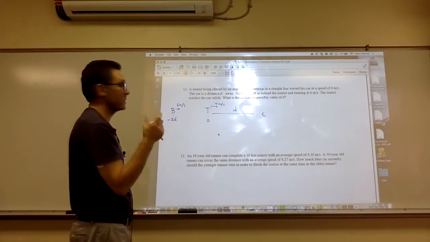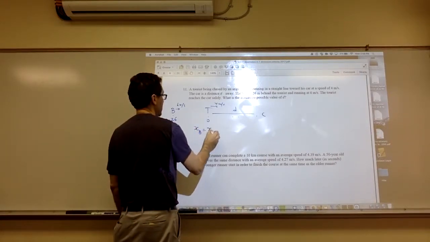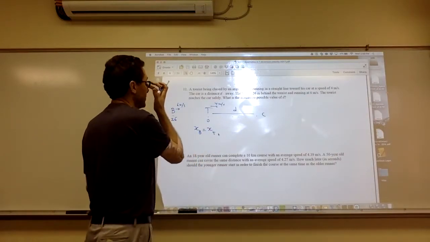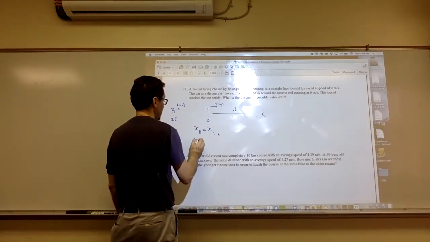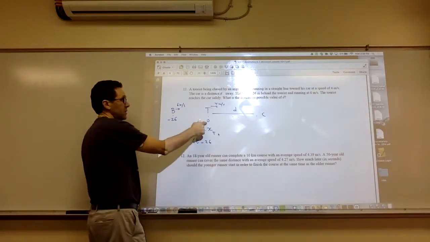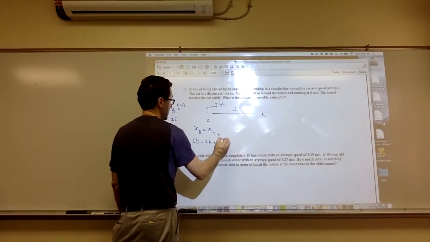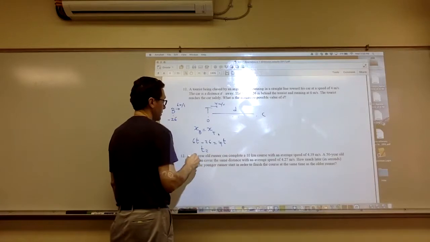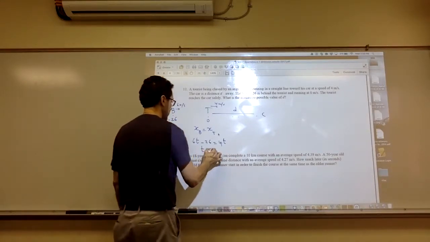Common sense. So I'm going to say x for the bear equals the x for the tourist. For the bear, it's going to be 6t for time minus 26. He starts 26 behind the origin. I chose this as the origin. Equals just 4t. And I think we can solve for t. And t will be 13 seconds.